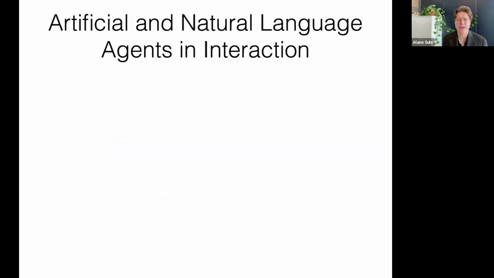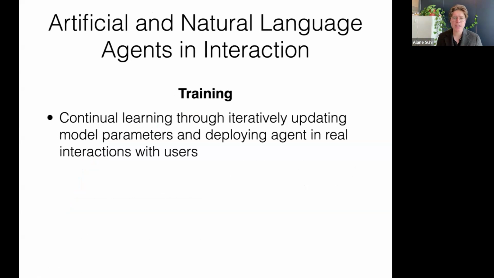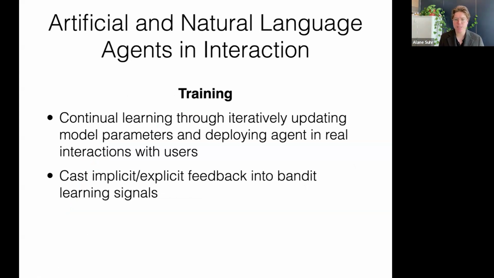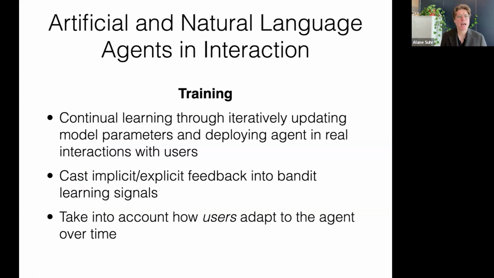Okay, so to summarize this scenario, we're talking about continual learning by iteratively adapting model parameters and deploying our model in real time with users, where we can acquire some kind of feedback, either implicit or explicit, basically into a bandit learning signal, which is really nice for training because it's relatively stable and ends up looking a lot like supervised learning. But another note here is that when we think about these dynamic settings, we should take into account not just how our model is updating, but how our users are adapting to the system as well. So we have these sort of second order dynamics where we can't be too sure if our model has actually improved at the task when the users are now expecting new tasks from our system.